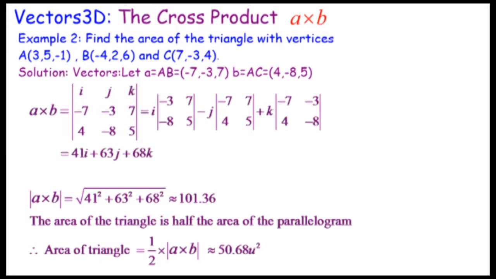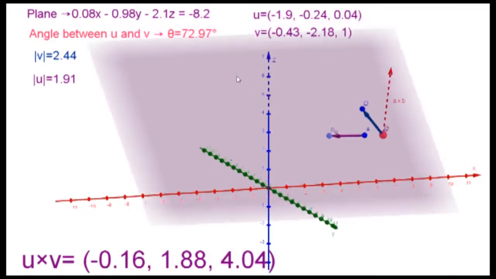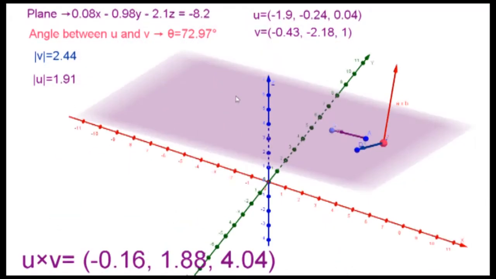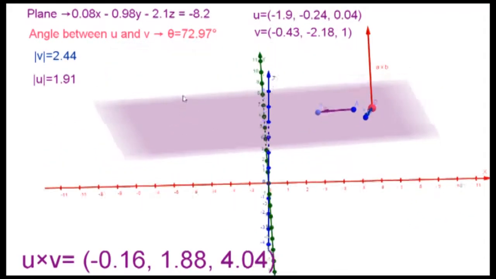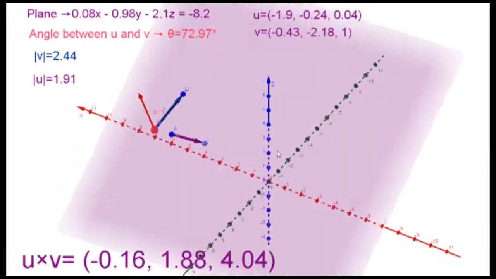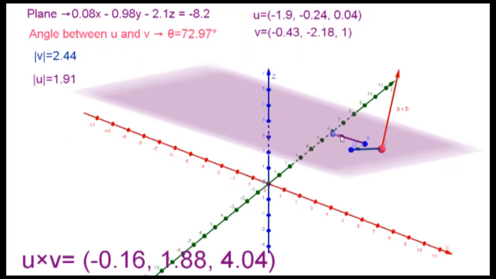Let's go and have a look at GeoGebra and have a quick look at the cross product in GeoGebra. Here we have GeoGebra, and this is a little bit tricky because I've got these two vectors in three-dimensional space. So when I move them, you can see here. Let's try and move one of these vectors, and I'll show you what happens.